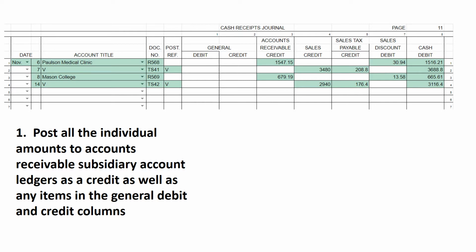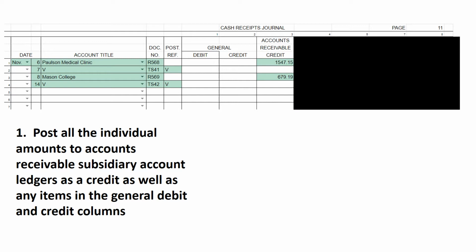Our first step in posting items found in a cash receipts journal is we need to post all the individual amounts to accounts receivable subsidiary account ledgers, as well as the debits and credits. Let's simplify it. If there's something in those first three columns, we have to post that individually. So in this case, we just have two: the Paulson Medical and the Mason College.